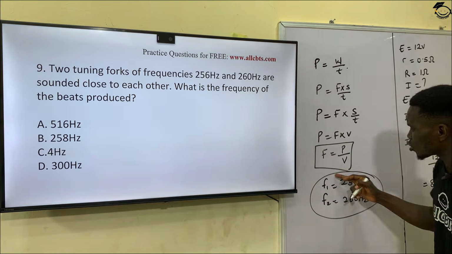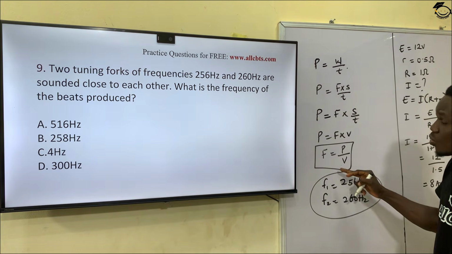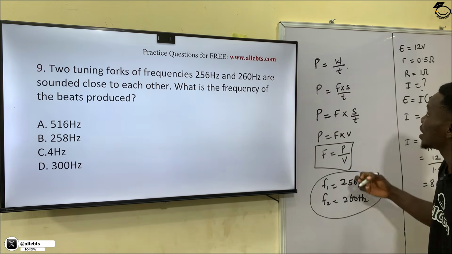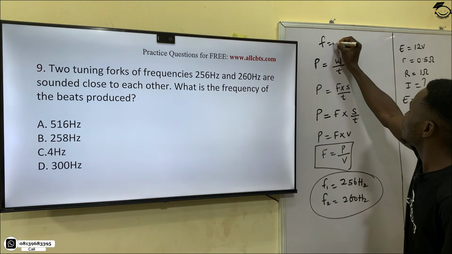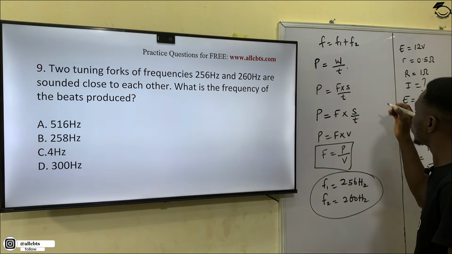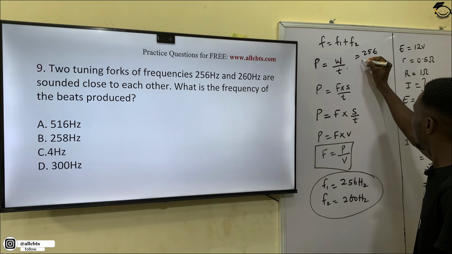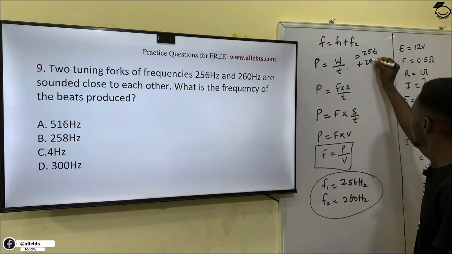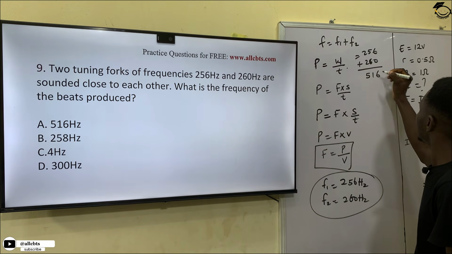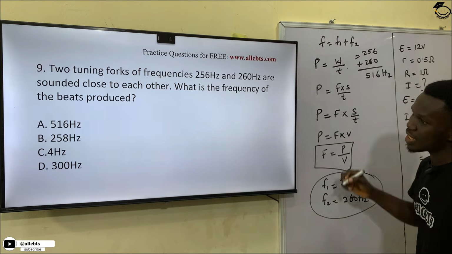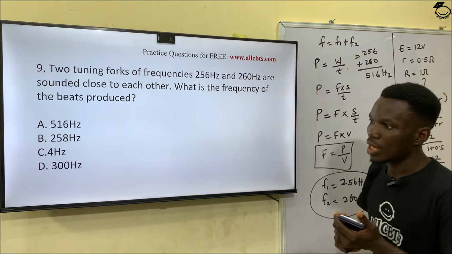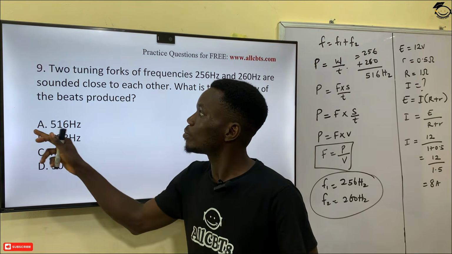Now remember that these tuning forks are sounded together. Since they are sounded close to each other, it means we're going to be adding their frequencies together to get the frequency of the beats, which means the frequency of the beat will be F1 plus F2. At the end of the day, that will give me 256 plus 260, and that should give me 516. So I have 516 Hz. It means that the frequency of the beat produced will be 516 Hz, which is option A.